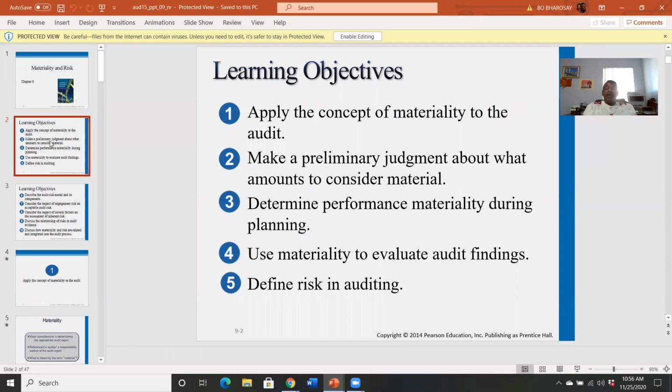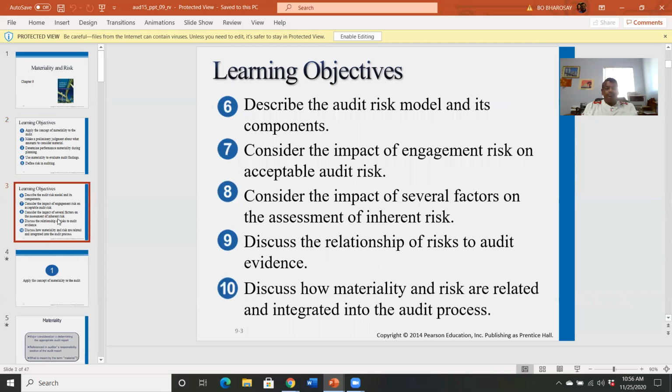Apply the concept of materiality to the audit. Make a preliminary judgment about what amount to consider material. Determine performance materiality during planning. Use materiality to evaluate audit findings. Define risk in auditing. And that's where we're going to probably stop. We're not going to talk about the audit risk model.